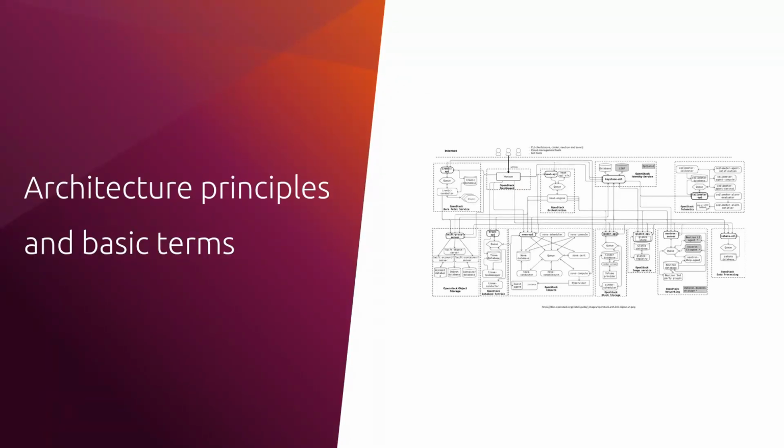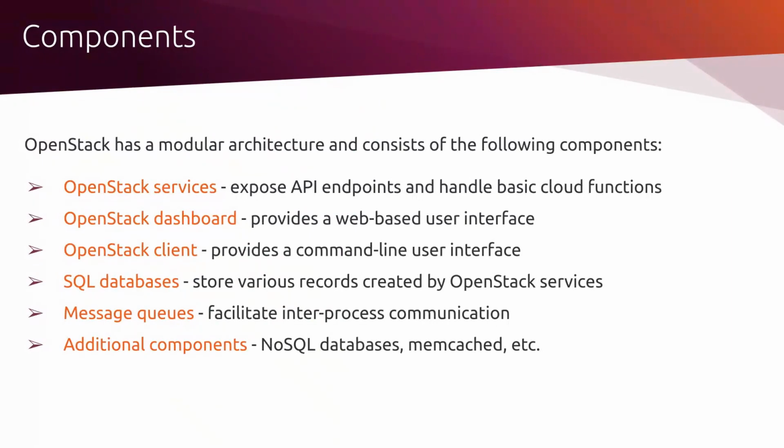So now very briefly about the architecture principles and basic terms in the OpenStack world. First of all, OpenStack has a modular architecture. It consists of a variety of interconnected components that are responsible for certain operations. So first of all, there are OpenStack services which handle basic cloud functions and expose API endpoints so that clients can interact with them.